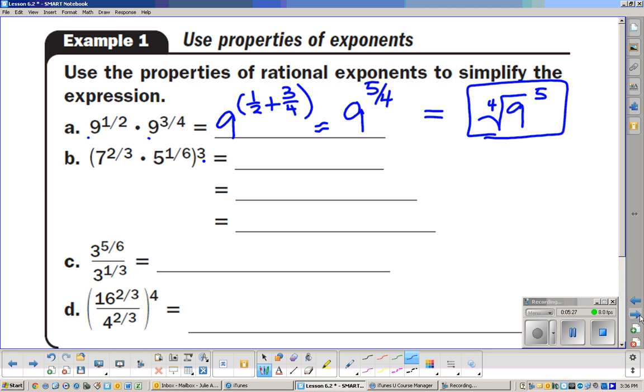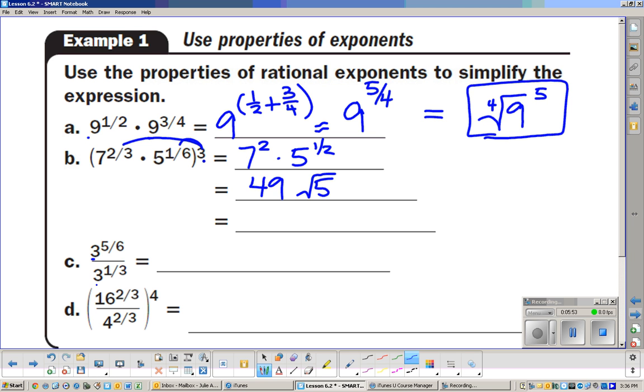The next one, we have a 3 outside the parentheses, so that 3 needs to get distributed to both exponents inside the parentheses. So 7, 3 times 2/3 is 2, times 5, 3 times 1/6 is 1/2. Okay, what is 7 squared? Well, 7 squared is 49. What is 5 to the 1/2? It's 5 to the 1/2, or the square root of 5.